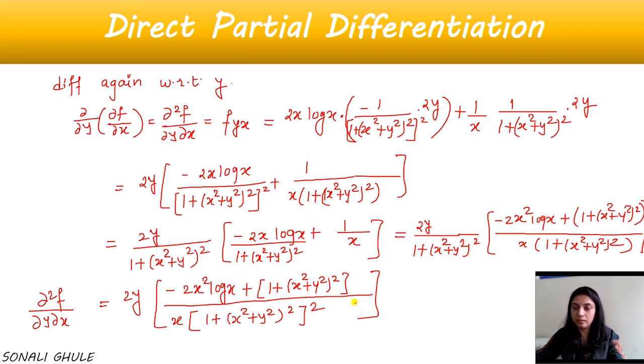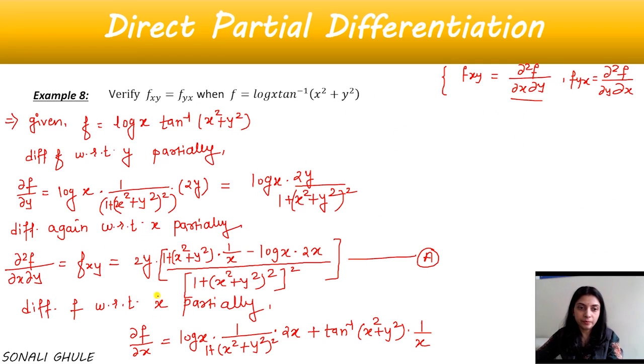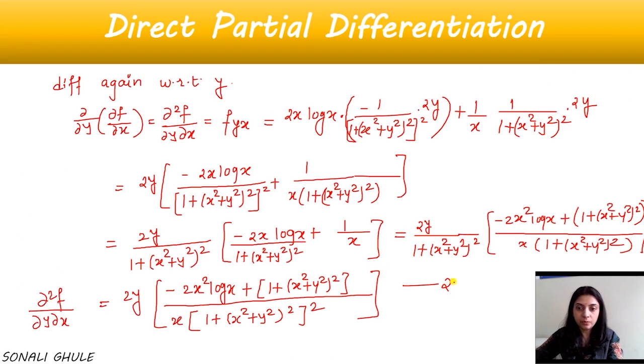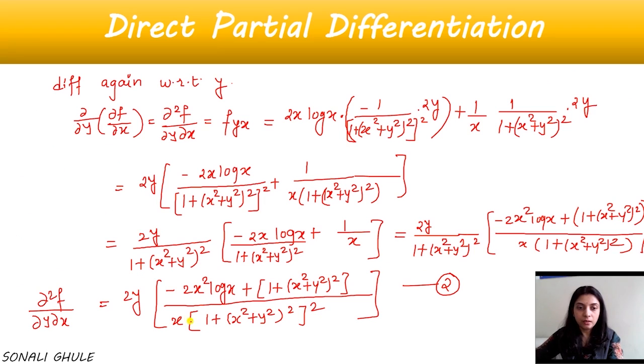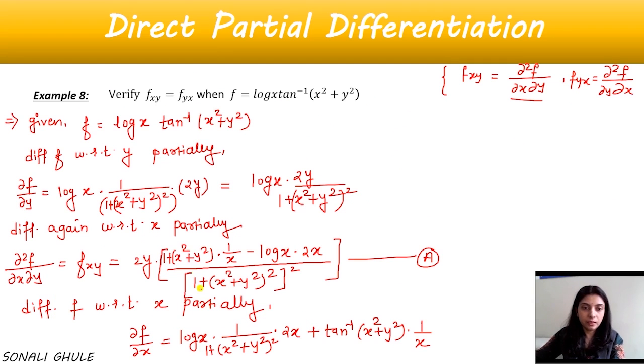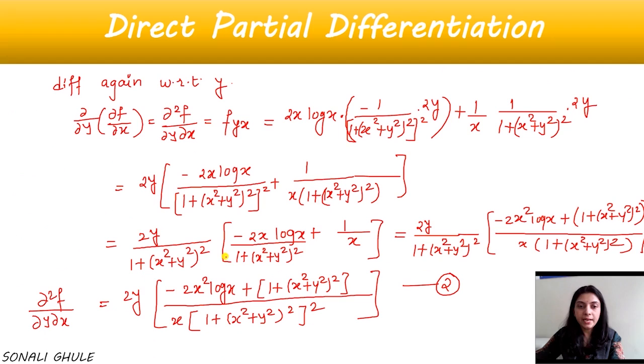So first of all we'll check term by term. See here, in this derivative 2y is common, say this is our equation 2, here also 2y is common, right? At the denominator, [1 plus x square plus y square] whole square, also here [1 plus x square plus y square] whole square, right? And if we see the numerator, 1 plus x square plus y square into 1 by x is there, right? So I can write this term also, [1 plus x square plus y square] whole square.